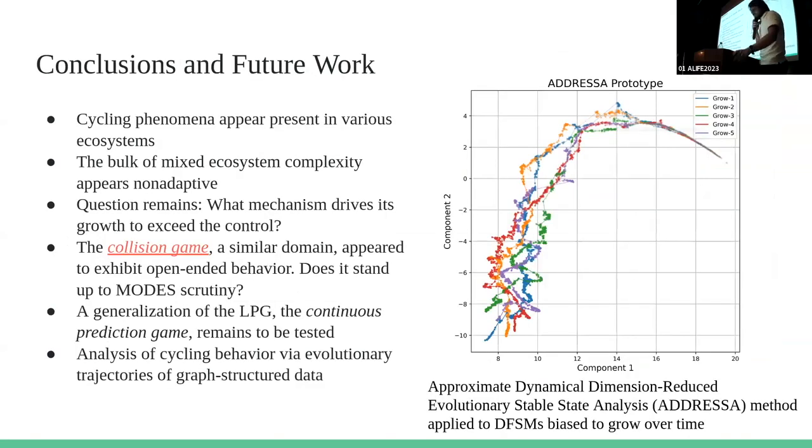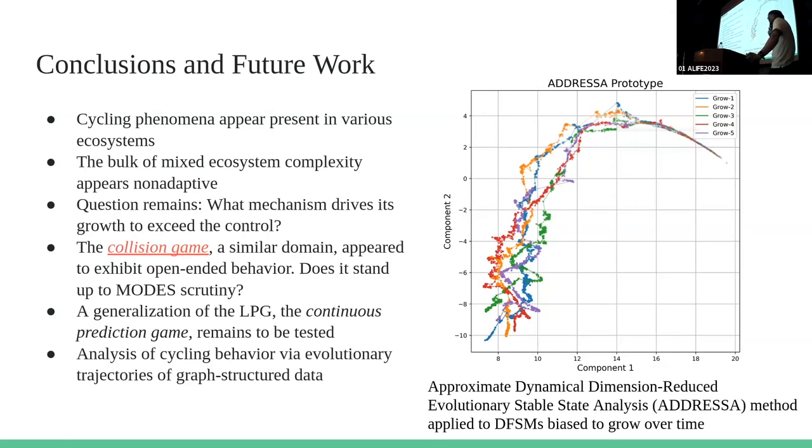So just to wrap it up, got one minute left. We see cycling phenomena are present in various ecosystems, which supports the hypotheses that Nick had before. It does appear, however, that the bulk of mixed ecosystem complexity is non-adaptive. And so there still is a question of what is responsible for this growth that exceeds the control.